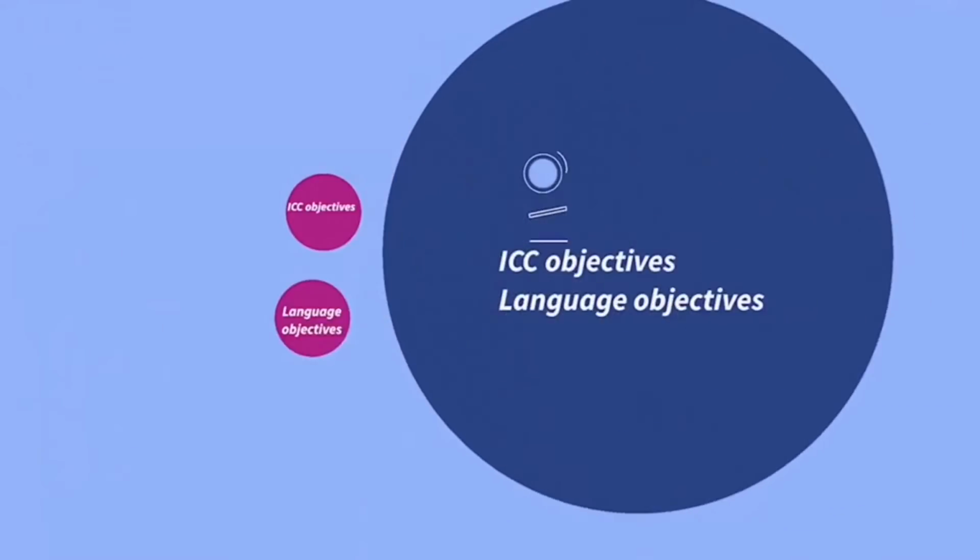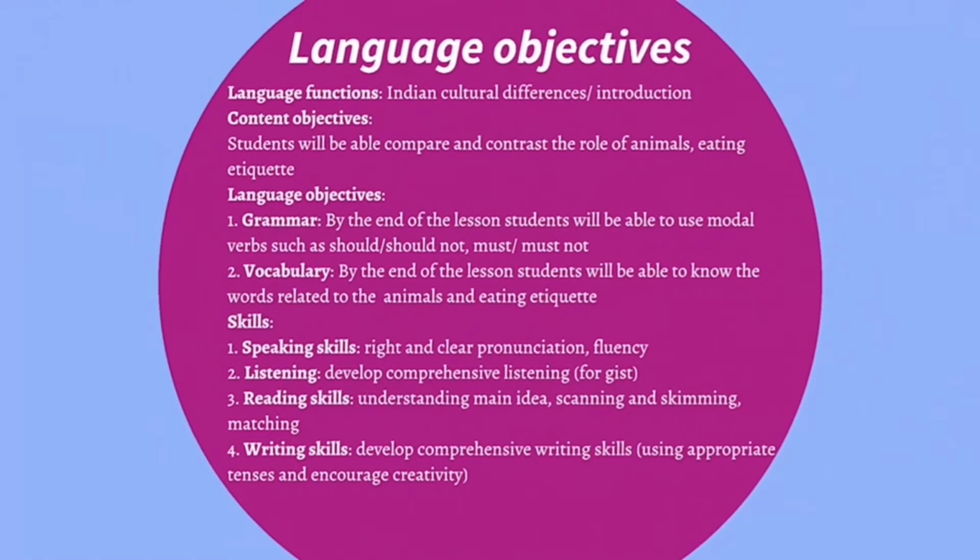So let's talk about language objectives. First of all, I want to mention that here students will be able to compare and contrast the role of animals and eating etiquette, as our critical incidents are connected to these two topics. Development of skills, speaking, listening, reading, writing, grammar and vocabulary are very important in the learning process. By the end of the lesson, students will be able to use modal verbs such as should and shouldn't and be going to. Also, students will have a rich vocabulary bank related to animals and eating etiquette.